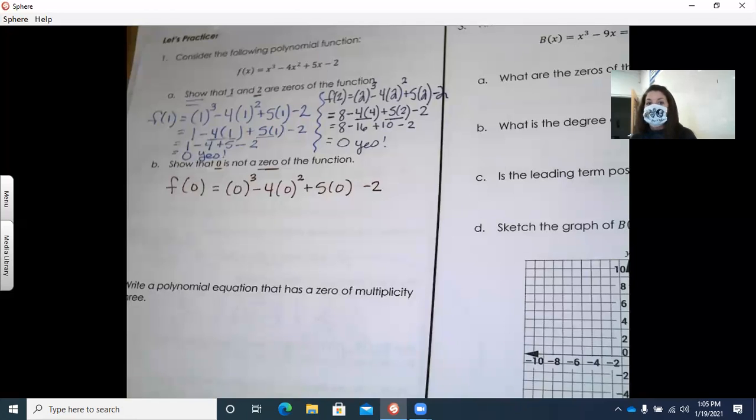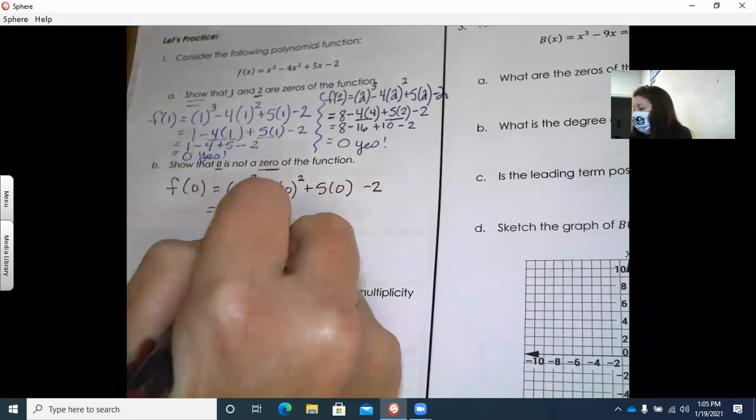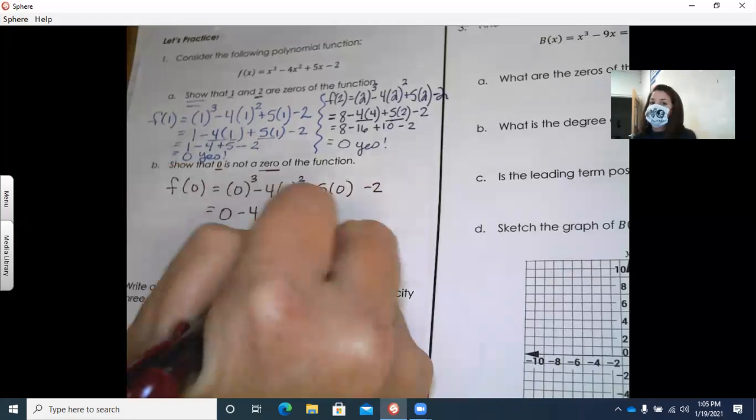All right, so we know we can't simplify inside the parentheses, so exponents come first. So what is 0 cubed? 0. Minus 4 times what? 0 squared? 0. And then I don't have any other exponents. I know I can simplify along the way. I'm just doing my exponents right now.